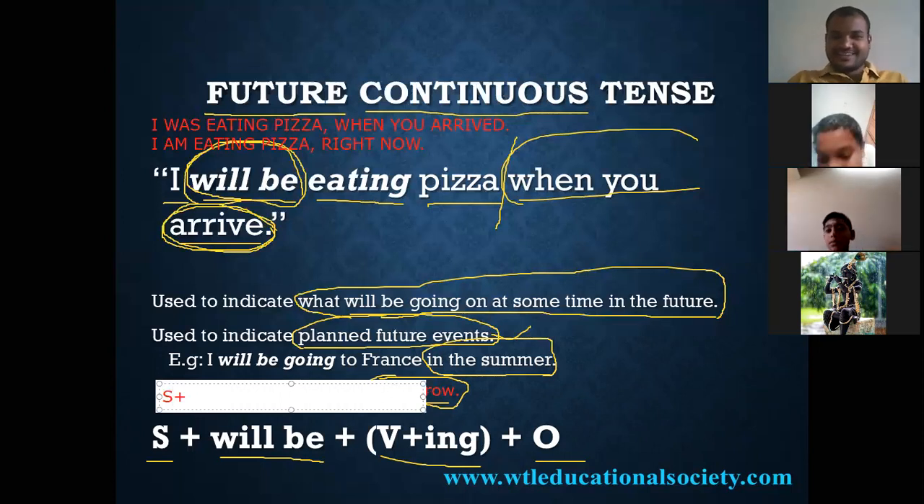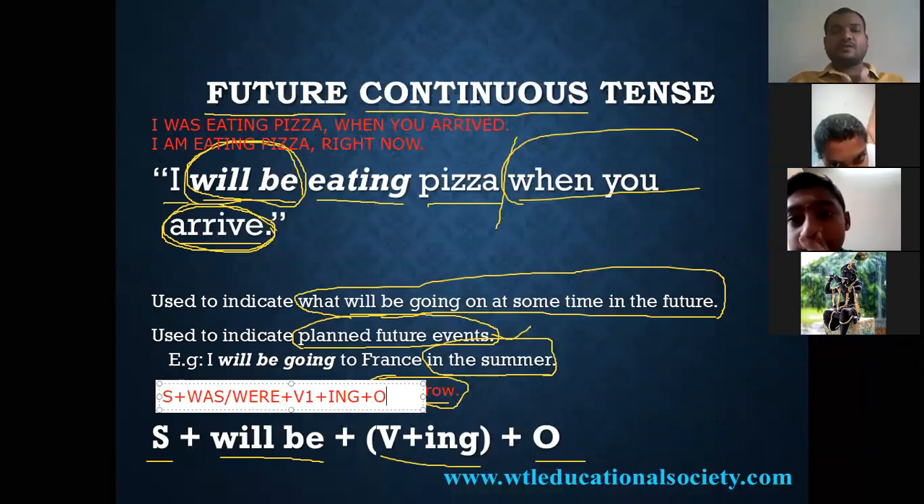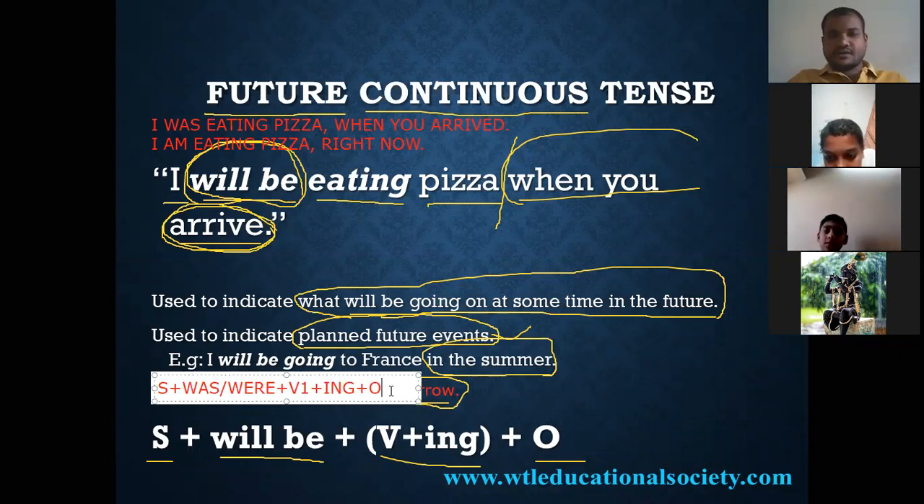Past continuous. Anish, tell me. Subject plus was or were plus V1 plus ing plus object. Right. Subject plus was or were plus V1 plus ing plus object. That is the structure for past continuous.